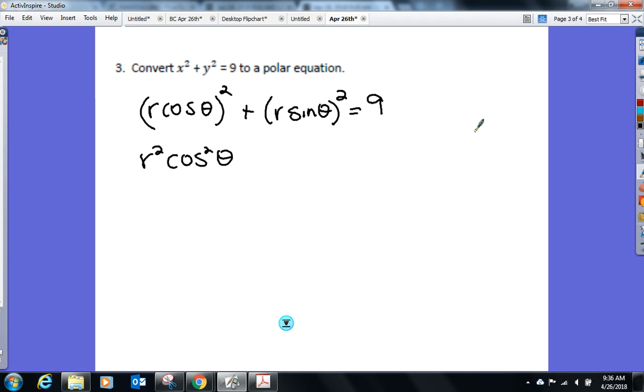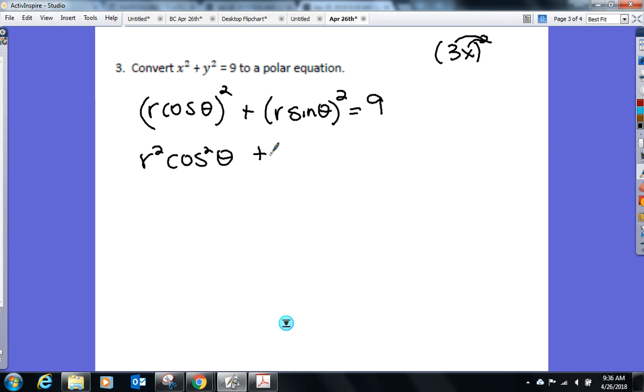Because it's very similar to this. What's 3x all squared? Maybe that was a little too... 9x squared. How'd you get 9x squared? 3 squared, x squared. R squared, cosine squared.